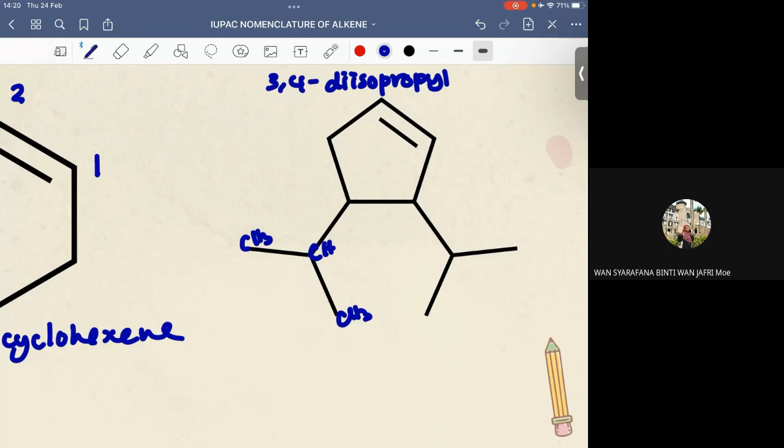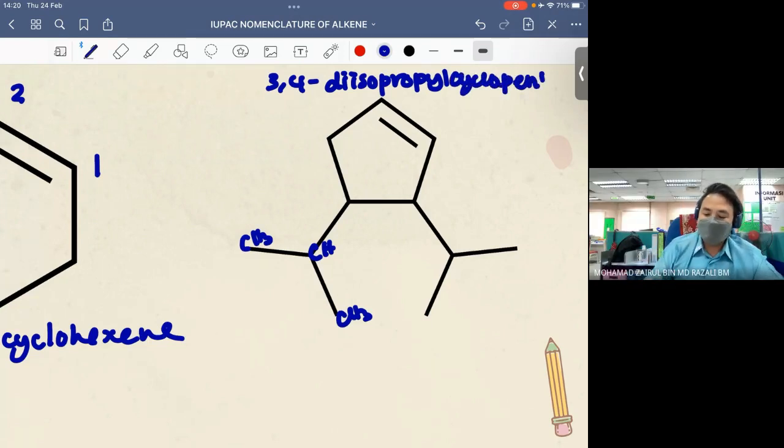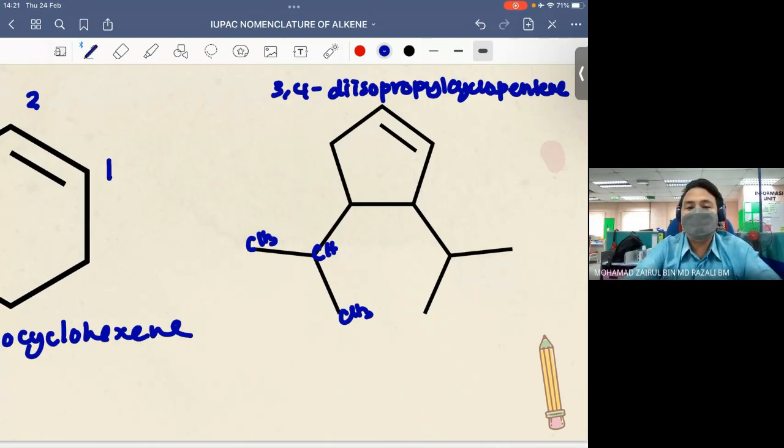Cyclopentene. Yes, betul. Bagus. Cyclopentene. Ini nama dia. 3, 4 diisopropyl cyclopentene. Okay. Macam 2, 3. Okay, tak boleh. Okay, kenapa tak boleh? Sebab awak kena ingat for a cyclic alkene, the double bond itu must always carbon number 1 and carbon number 2. That's why cannot 2, 3 isopropyl. Okay. So, kalau cyclic alkene double bond must always carbon number 1 and carbon number 2. Alright. So, macam tu dia punya.